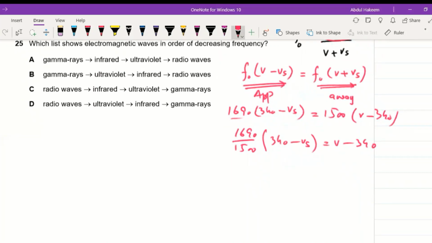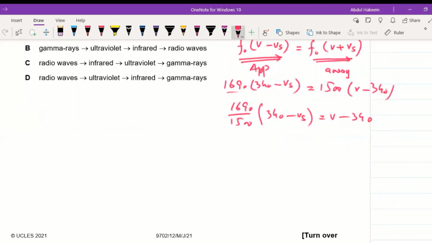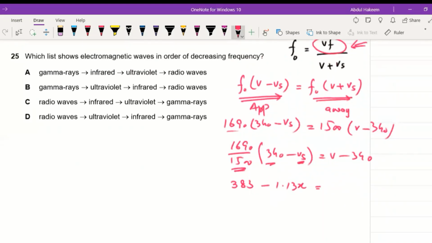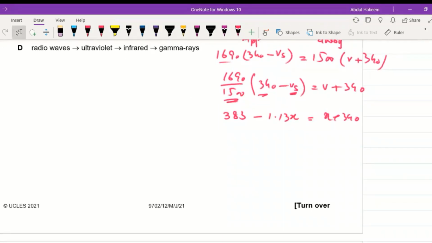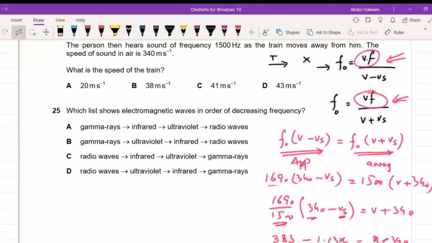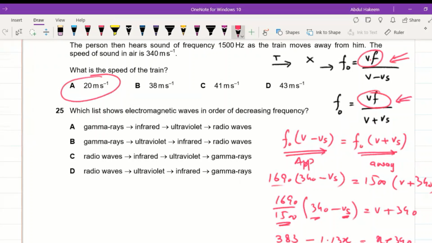So it is 383, multiply this and this, minus 1.13x, because this is Vs, or just write x. Just correct this, this is a positive sign. And then this is x plus 340. Now the calculation: 383 minus 340 is equal to x plus 1.13x. So it becomes 43 divided by 2.23. And after calculation, the answer is coming close to 20. So that is the option.